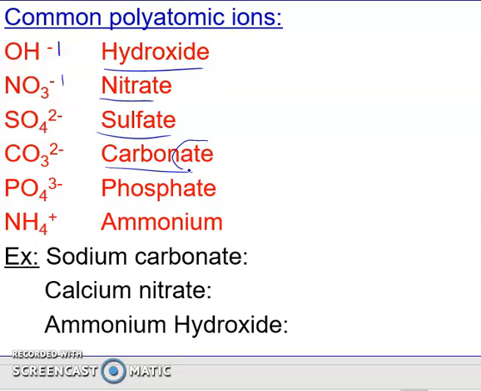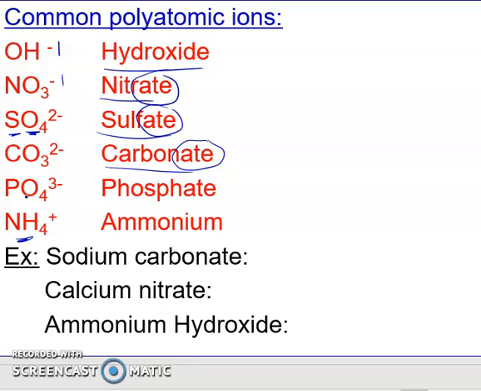Now you'll notice that a bunch of them end with this ending, -ate. Most of them do, not all of them, but a lot of them do, and that actually refers to the fact that you have a bunch of oxygens with that sulfur. Oxygen is the most common atom that shows up in these. It doesn't show up in this last one, but it shows up everywhere else. And oftentimes they'll end in -ate.